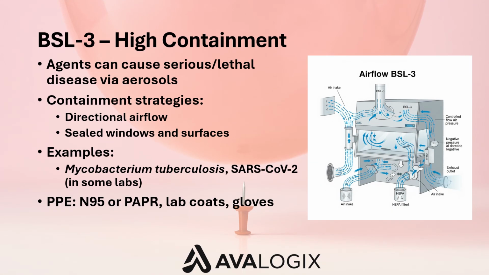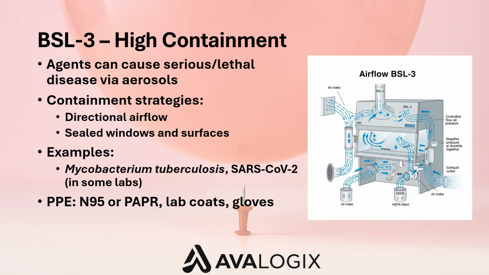Now we come to BSL 3, which is a significant step up in terms of containment and risk. This level is used for pathogens that can cause serious or potentially lethal disease through inhalation. Examples include Mycobacterium tuberculosis, SARS-CoV-2, and Yersinia pestis.